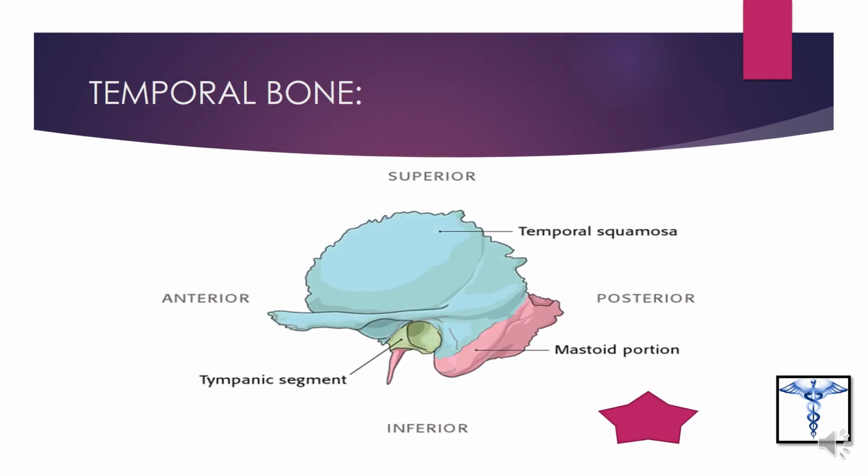Here you can see the temporal bone. This is the superior border, anterior border, posterior border, and inferior border. This is the mastoid portion of the temporal bone, the tympanic segment. This is the squamous part. Squamous means flat, so this is somewhat flat, therefore it's called the squamous part of the temporal bone. Okay, now moving towards the next slide.